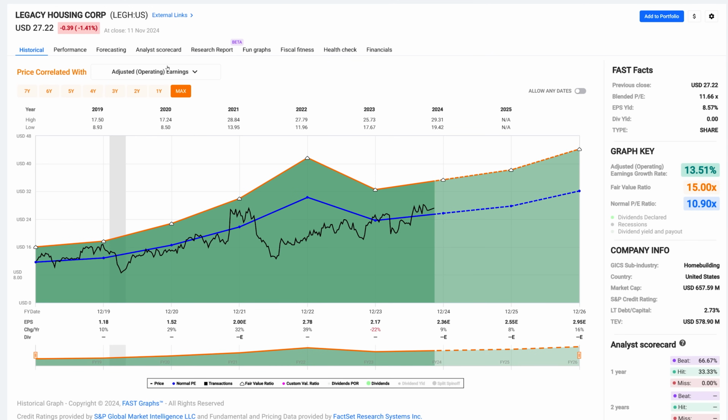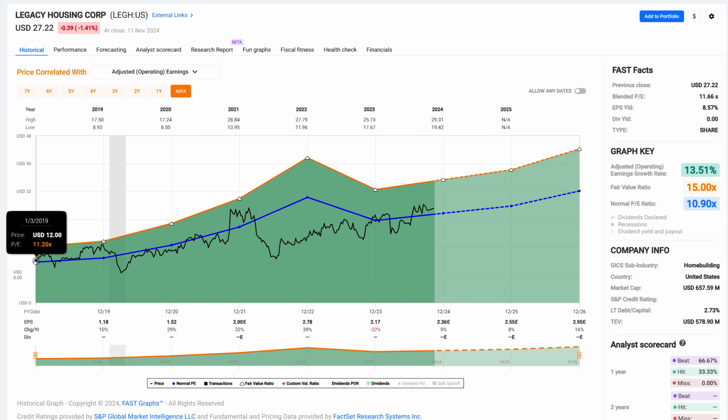The next one here is Legacy Housing. Now, housing stocks notoriously are what I call blue line companies. The market never just seems to value them at much over 10 multiples, at least not till recently. You can look at all the majors, Pulte Home and many others, and you're going to see that. So this stock is trading at a blended PE of 11.6, pays no dividend. It's grown at over 13% a year.